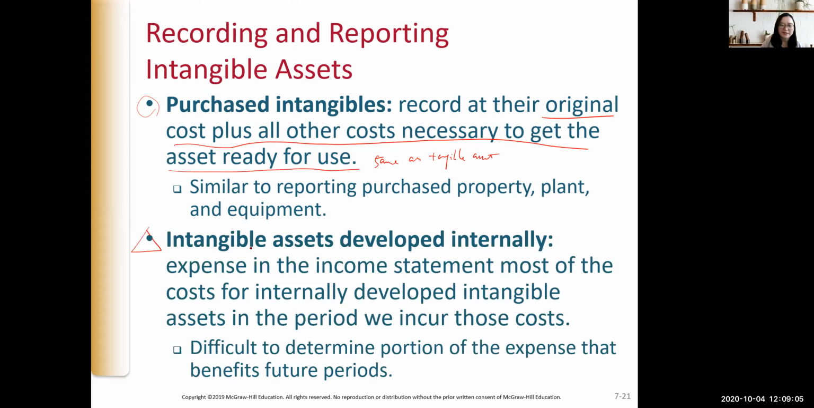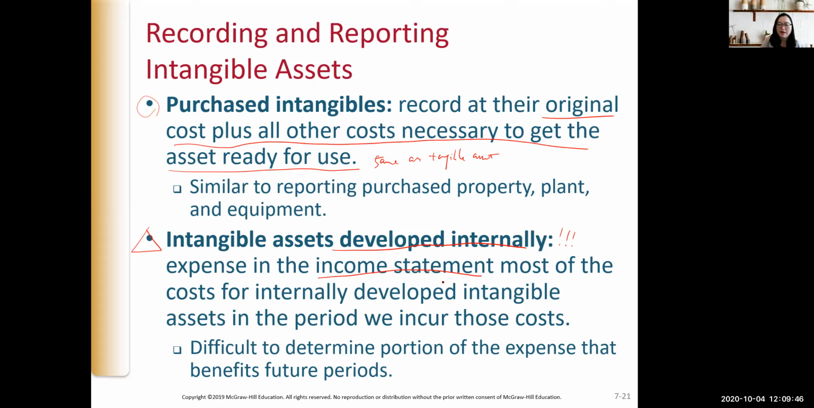However, an intangible asset that is developed internally, that's a very big difference, okay? You have to expense in the income statement most of the costs for internally developed intangible assets in the period when we incur those costs. In other words, if you are developing a patent or a trademark, or you are writing a book or making a movie, right? All these costs while you are developing those products have to be expensed on the income statement.